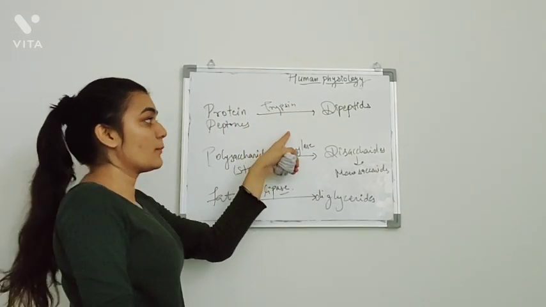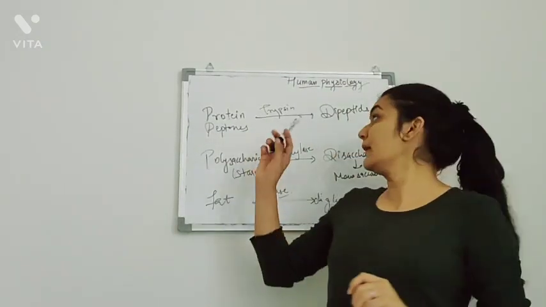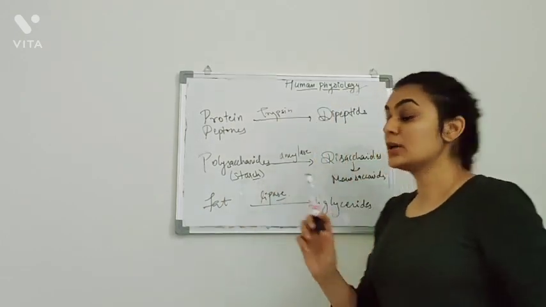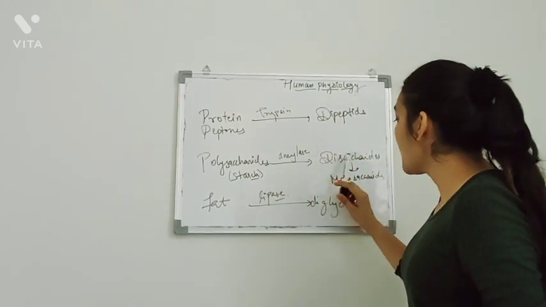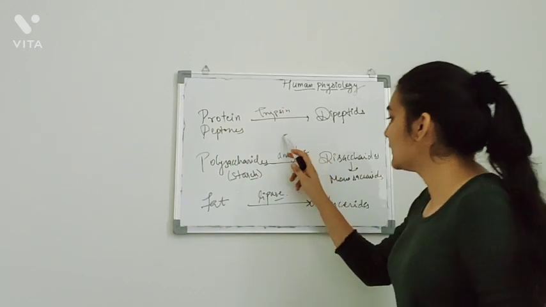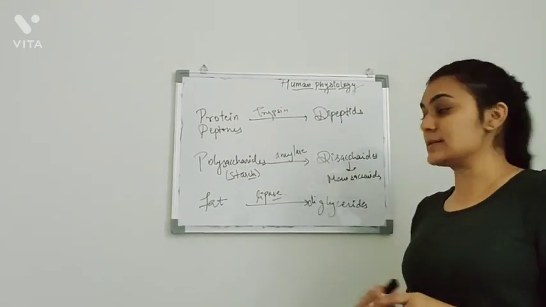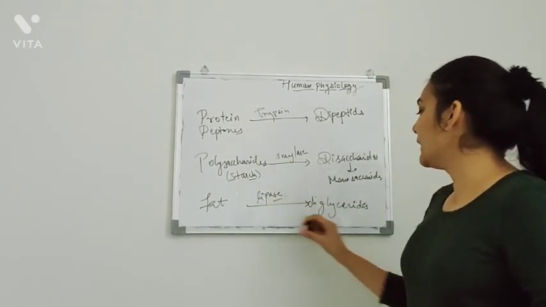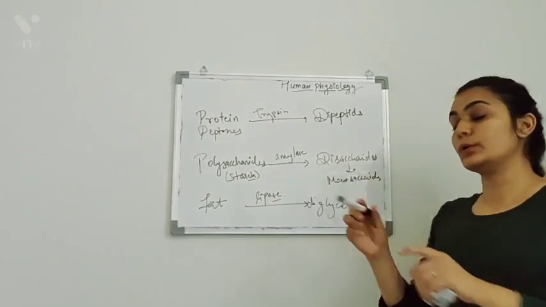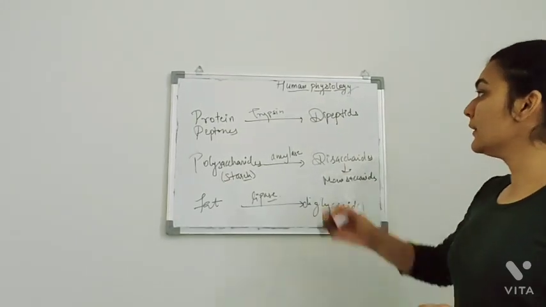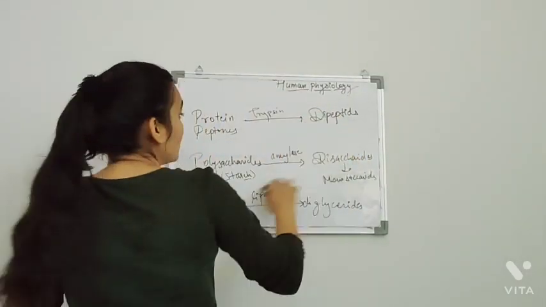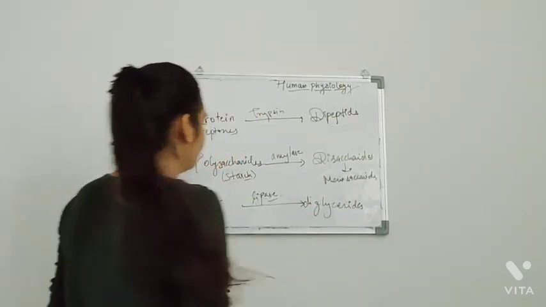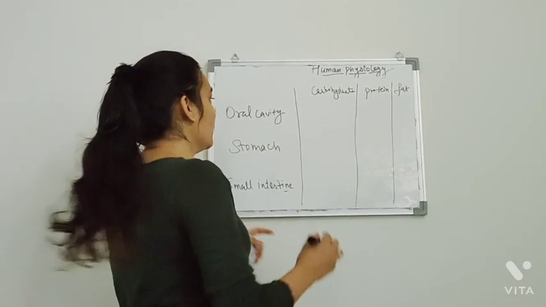Like the proteins and peptones, with the help of trypsin, chymotrypsin and procarboxypeptidase, break down into dipeptides. The second thing is the polysaccharide, the starch, which breaks down into disaccharide and then further into monosaccharide with the help of amylase. And the third thing is the fat. The fat, with the help of lipase, breaks down into diglycerides and further into monoglycerides. That's the main thing about the intestine, the whole absorption and digestion.